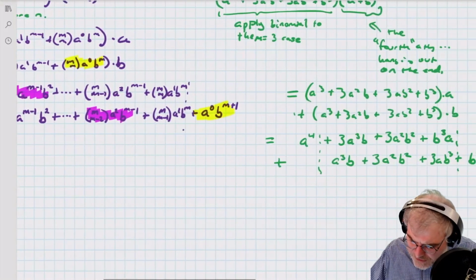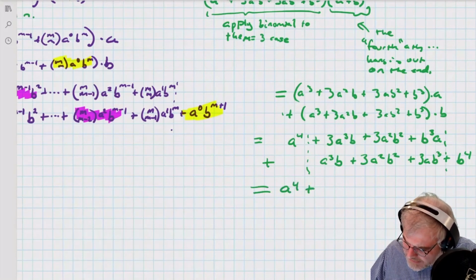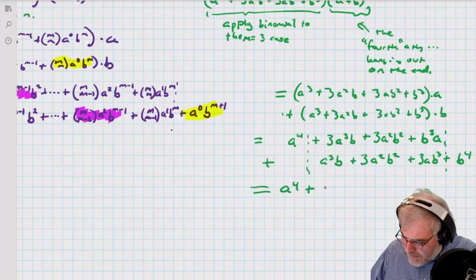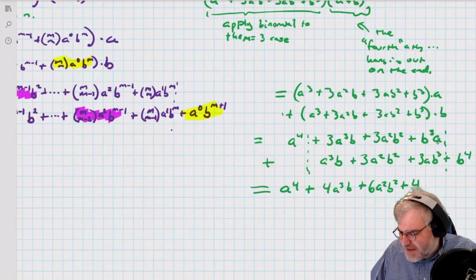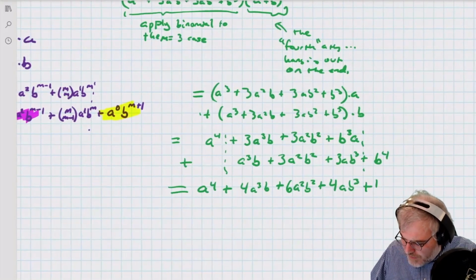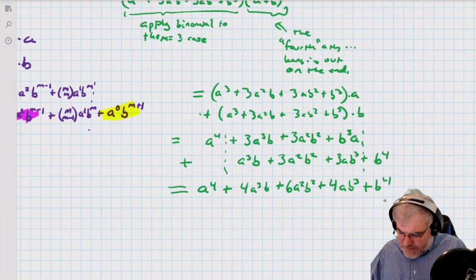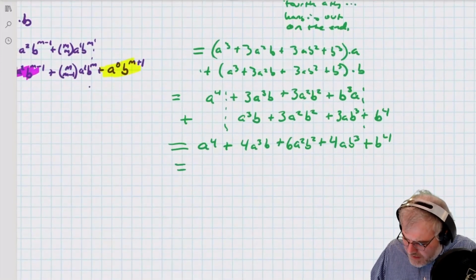Now, let's look at what happens over here. When I do this, I'm just going to add down: a to the 4th plus, this is a cubed b, this is a cubed b, so I get 4a cubed b plus, and then adding down here, I wind up with 6a squared b squared plus 4 — I don't know why that's a b cubed. Oh, because B cubed a is the same thing as ab cubed. So this becomes 4ab cubed plus b to the 4th. I just added down the coefficients, just like adding numbers. And this right here is equal to a to the fourth.